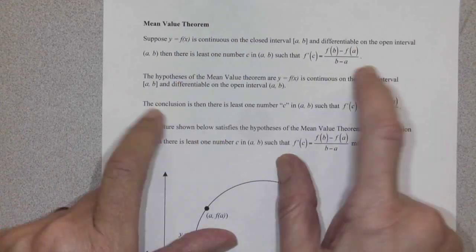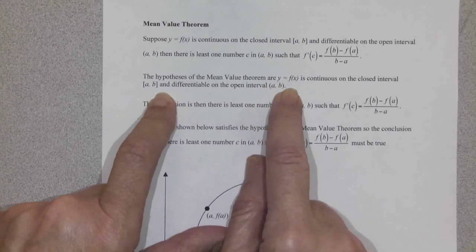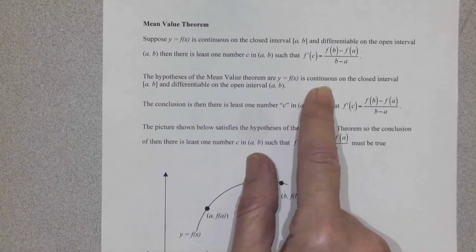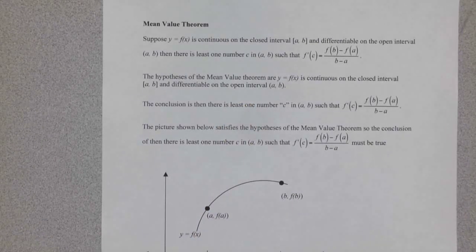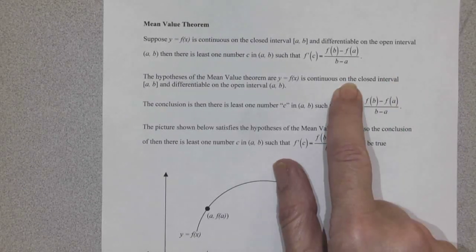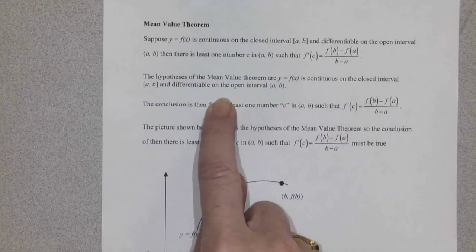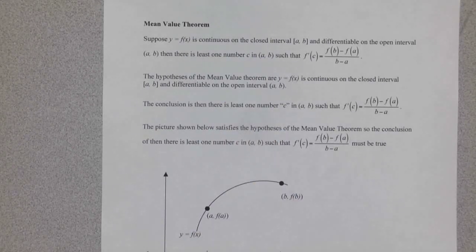The hypotheses of the mean value theorem are: y equals f of x is continuous on the closed interval and differentiable on the open interval. Just 2 hypotheses. Rolle's theorem had 3 hypotheses: continuity on the closed interval, differentiability on the open interval, and then f of a equals f of b. With the mean value theorem, you get rid of the f of a equals f of b. The mean value theorem is more general. It doesn't have that specific condition.